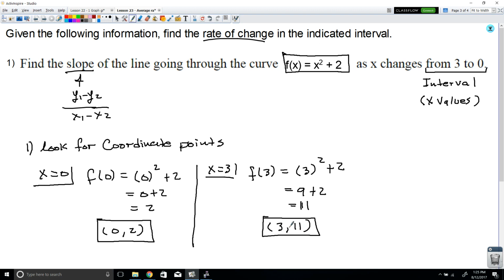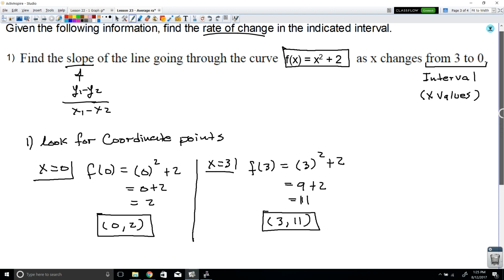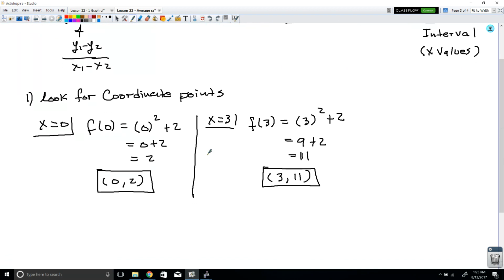All right, do we have enough information? Yes, we do have enough information to find the slope now. So we're just going to plug that in. Let's find the rate of change.